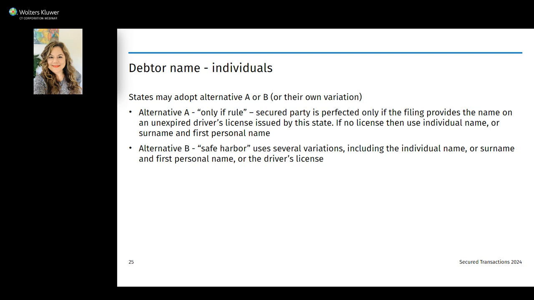So when you're looking at filing a UCC-1 against an individual, you're basically going to have to say, you know, what is your surname? What is your first personal name? What are your nicknames? What do you go by? And, or do you have a driver's license? And then you'll probably want to be prudent and file a UCC-1 against all of those name variations. And the way you can do that is there's an additional field in the UCC-1 where you can add one name. And then you can also use the additional party form and add as many variations as you need to.